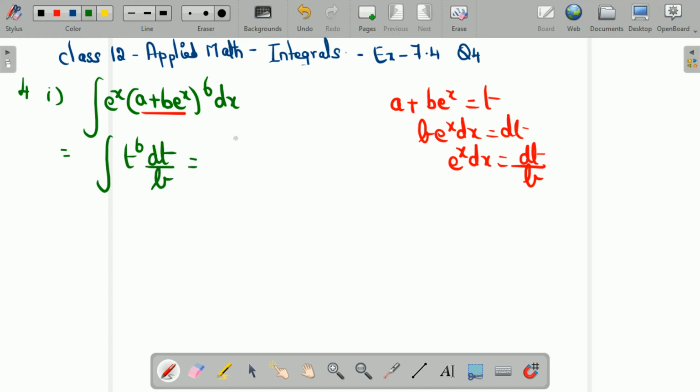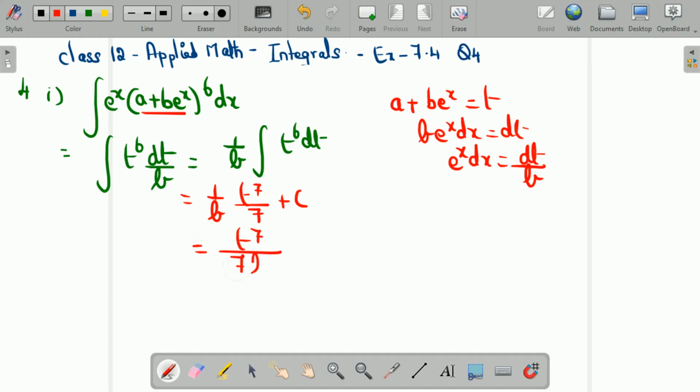So b is a constant, so I'm taking it out. So 1 by b integral t power 6 dt. Now that you have integrated, this will become 1 by b, t power 7 by 7, plus c, or t to the power 7 divided by 7b plus c. Now let's replace the value of t here. So this is going to be (a plus b e power x) the whole power 7 divided by 7b plus c. Now let's look at the second subdivision.